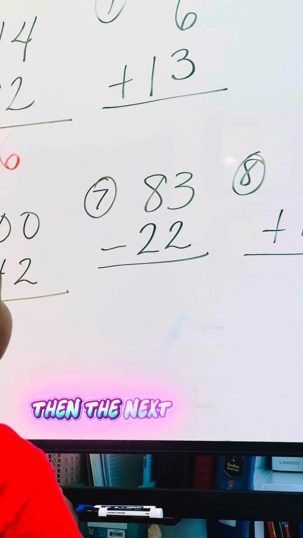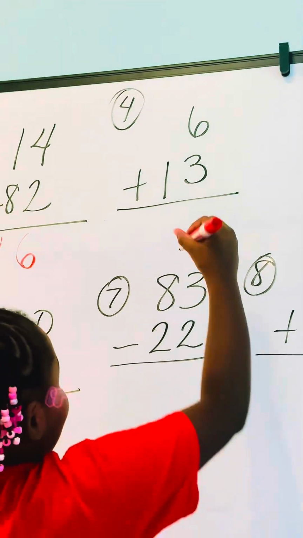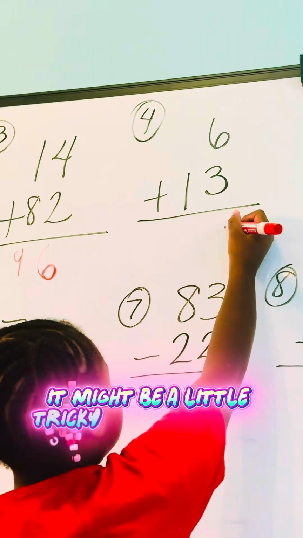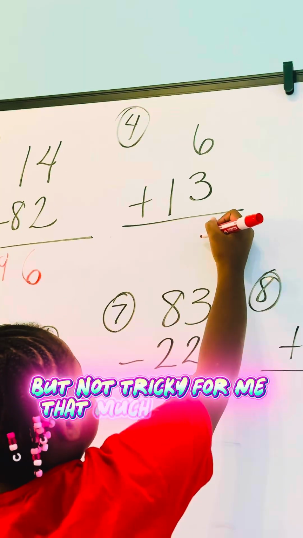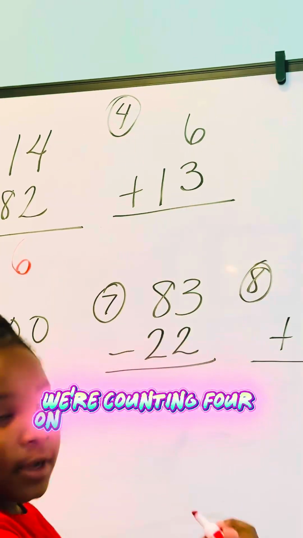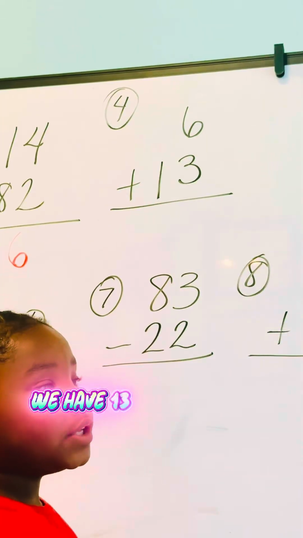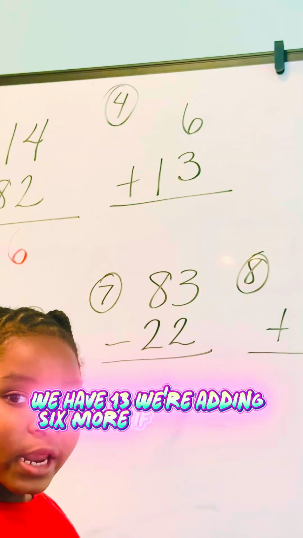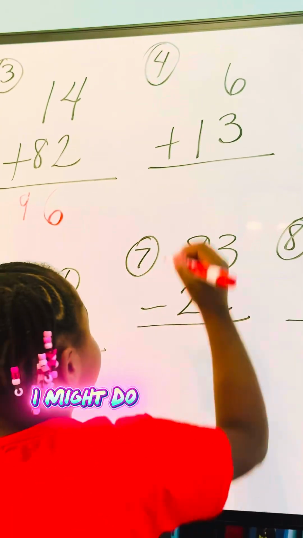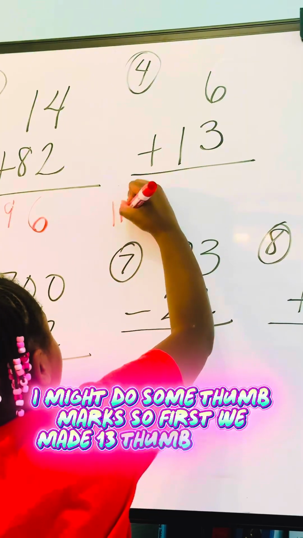Then the next one is 6 plus 13. It might be a little tricky for you guys, but not tricky for me that much. So 6 and we're adding it with 3. We're counting on on this one. So we have 13. We're adding 6 more. If this one is hard for you guys, I might just do tally marks. So first we made 13 tally marks.